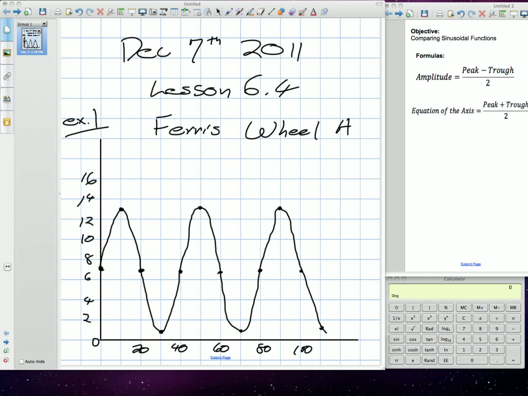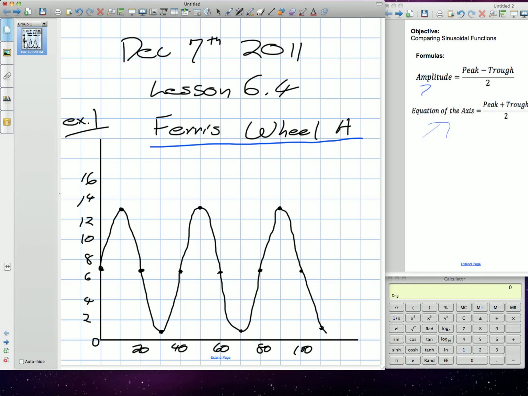Today is December 7th, 2011. We're on lesson 6.4, okay? So we're investigating sinusoidal functions. That's what our objective is here. We have two formulas: how to find the amplitude of a sinusoidal function and the equation of the axis, okay?